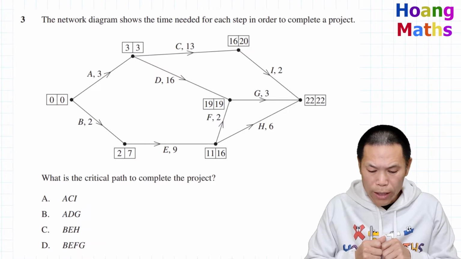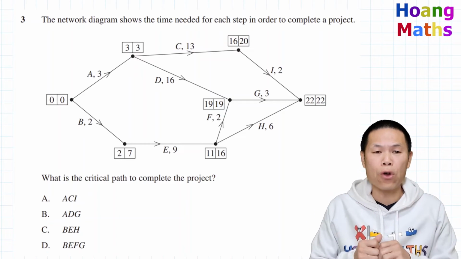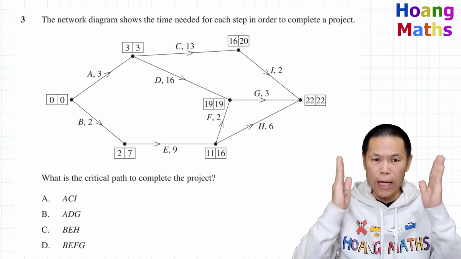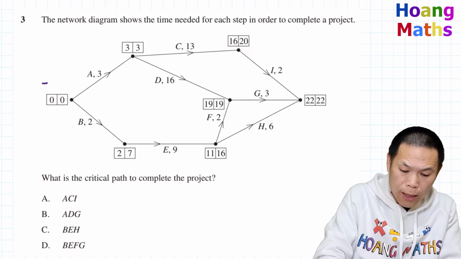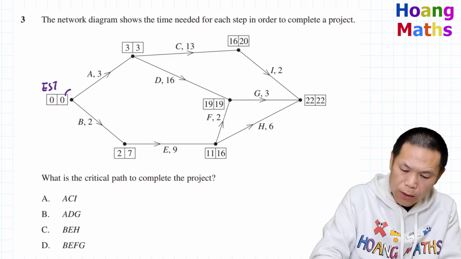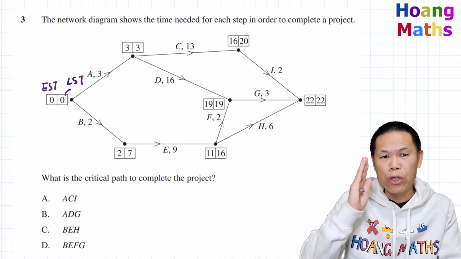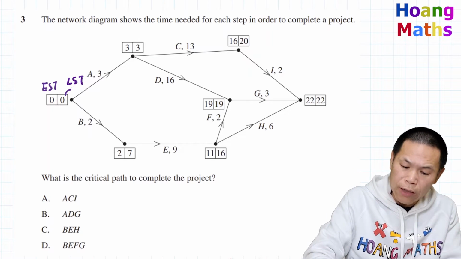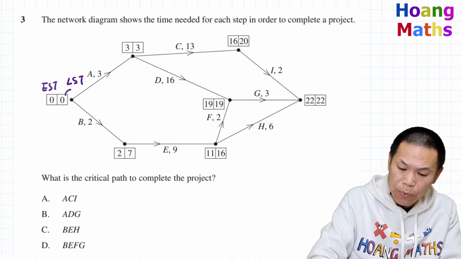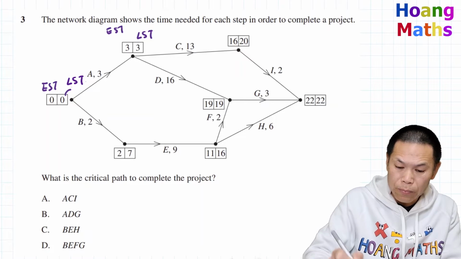Question number 3. What is the critical path to complete the project? To work out the critical path, we need to identify the zero float times for the activities. That is critical. First of all, we know that the first number is the earliest starting time, and this one here is the latest starting time. To work out the float time, we use the latest starting time minus the earliest starting time. If you look at activity A, the latest starting time is 3 and the earliest starting time is 3 as well.